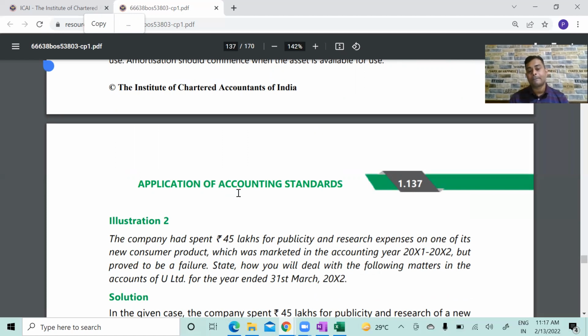The company had spent rupees 45 lakhs for publicity and research expenses on one of its new consumer product, which was marketed in the accounting year 2001-2, but proved to be a failure. State how will you deal with the following matters in the accounts of U Limited for the year ended 31st March 2002. If I am the person who drafted this question, I will add one more sentence. Here, the product launch proved to be a failure. And in question B, I will ask, will there be any difference in your answer if the product is highly successful?